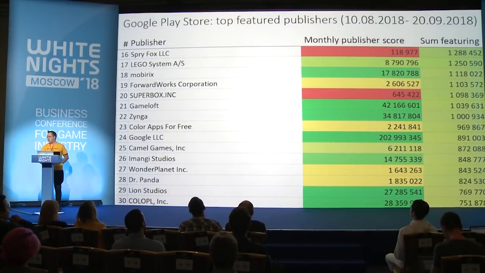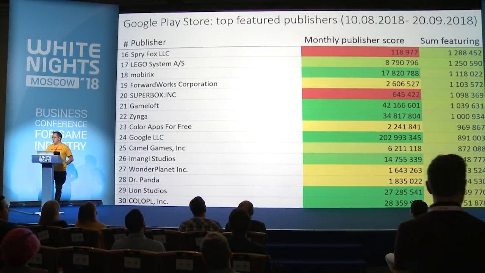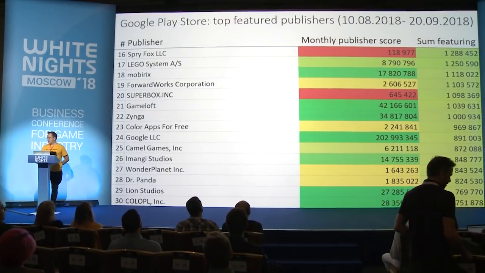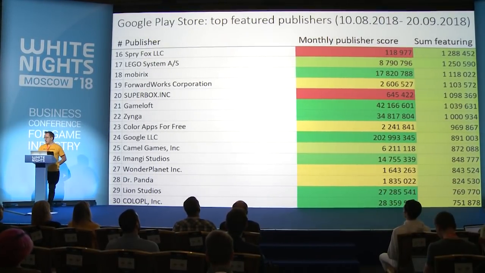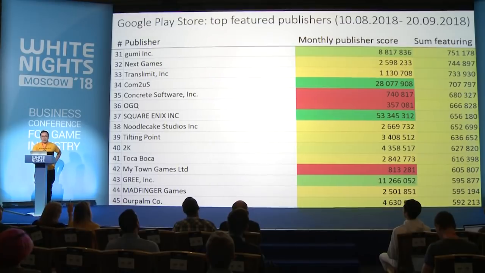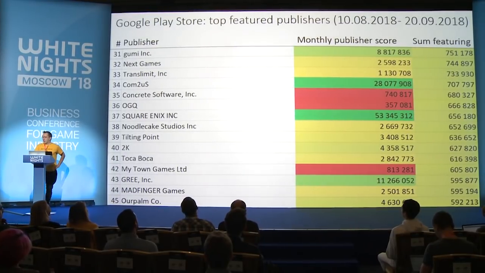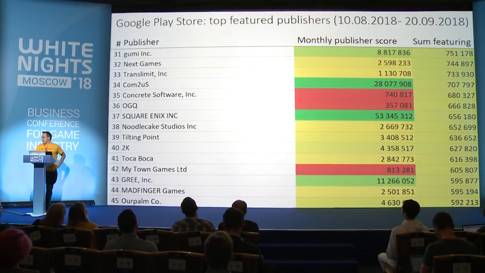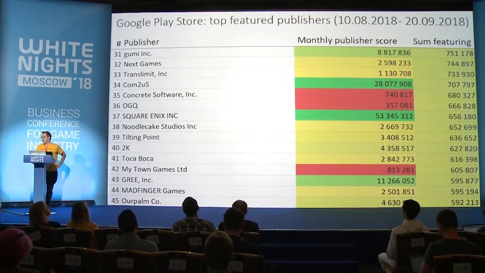Let's have a look at the second page. Here we see first two red lines, but still a lot of green color. And on the third page, we see more yellow and more red. So it tells us once more that Google first supports publishers that generate a huge amount of revenue.